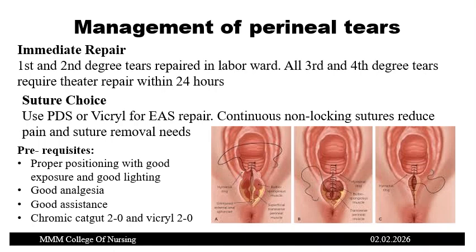Management of the perineal tears. First and second degree tears can be repaired in the labor ward. The third and fourth degree tears should be taken to the operation theatre within 24 hours for repair. The suture material used is Vicryl or PDS for sphincter repair, and continuous suturing reduces pain.